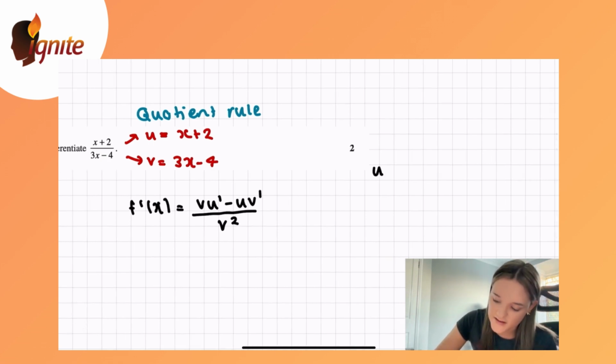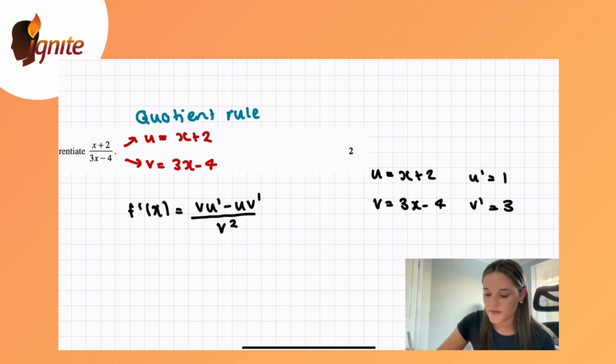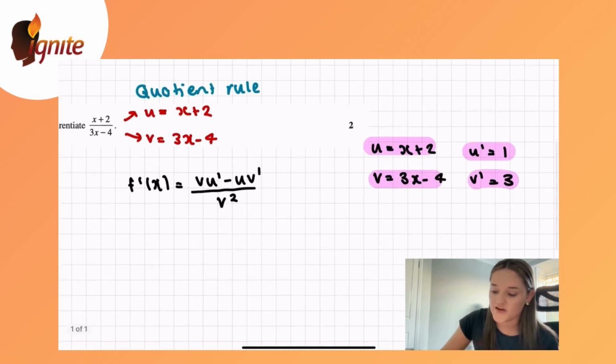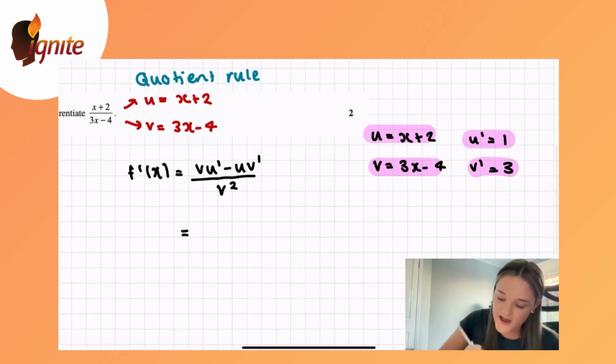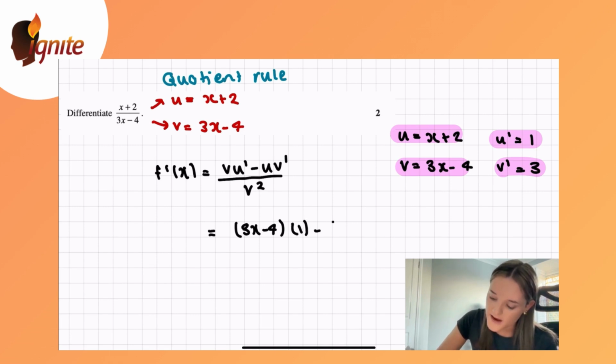If we write off to the side here, u is equal to x plus 2. U dash is then going to equal the derivative of that, which is just going to be 1. V is equal to 3x minus 4, and therefore v dash is going to be the derivative of that, which is just 3. So now that I've got my 4 variables here, I can use those to substitute into my equation. So I have f dash of x for (x plus 2) over (3x minus 4) is going to equal my v value, so 3x minus 4, times my u dash value, which is just 1, minus u, which is x plus 2, times 3, all over the denominator squared, so v squared.